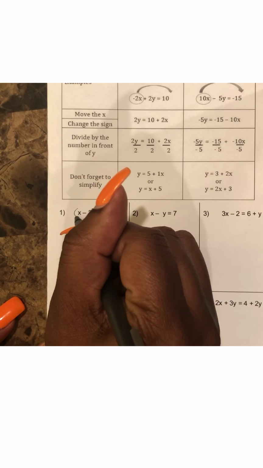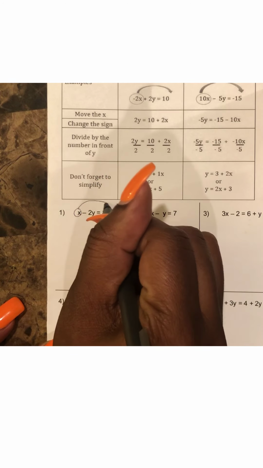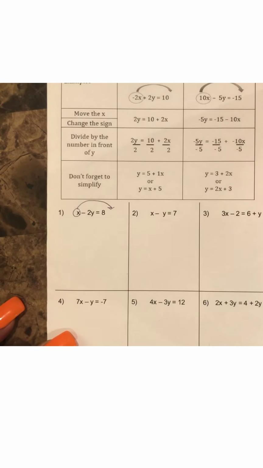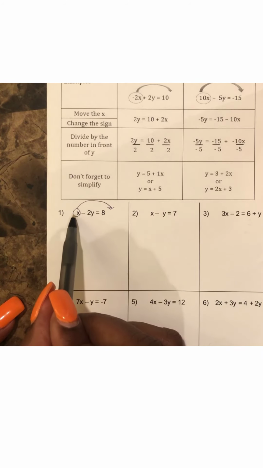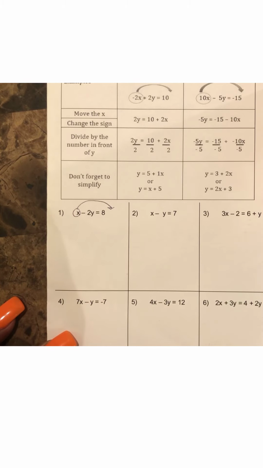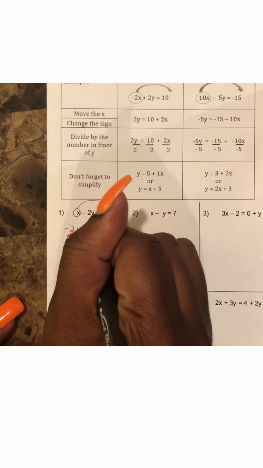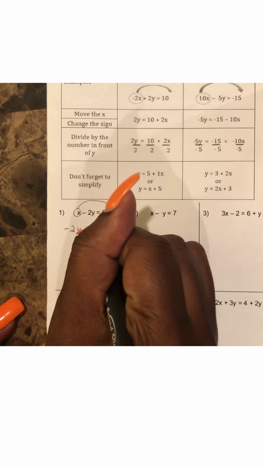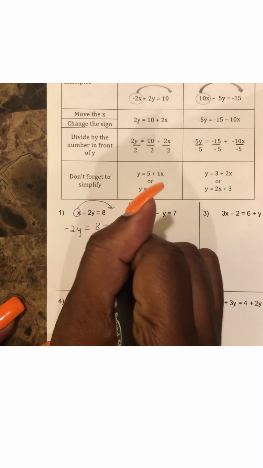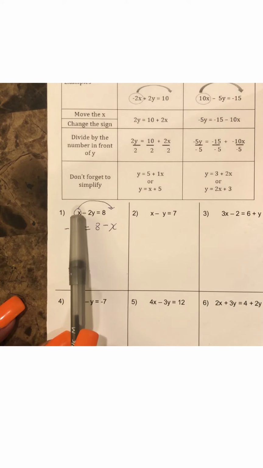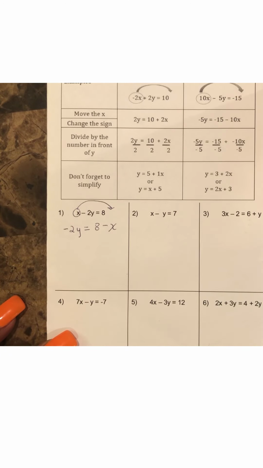So to move the x, we change the sign. And this problem is x minus 2y equals 8. We don't have a sign with x, so it's assumed to be positive. And to change the sign of a positive, we make it negative. So now we have 2y equals 8 minus x. So all we did was move x to the right side of the equation.